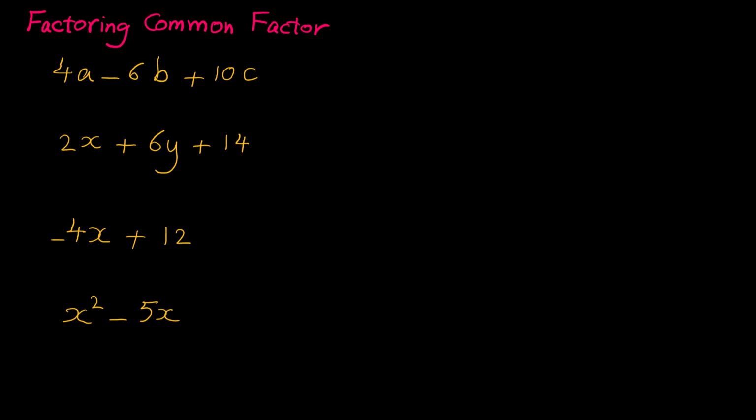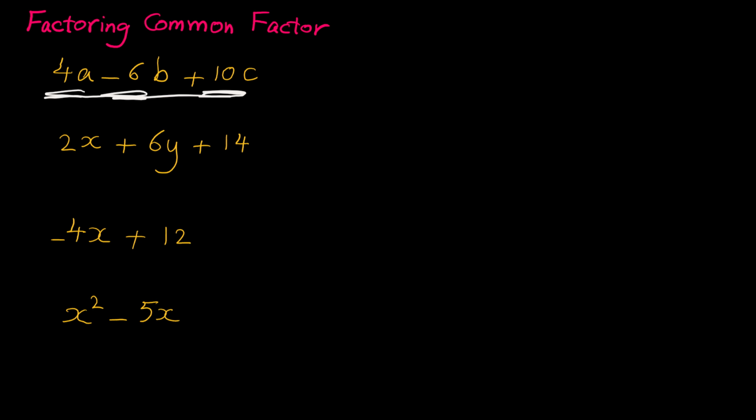In this video, we want to learn about factoring common factors. The easiest type of factoring occurs when the terms have a common factor. Look at this first example: 4a minus 6b plus 10c. Between these numbers 4, 6 and 10, we have a common factor.